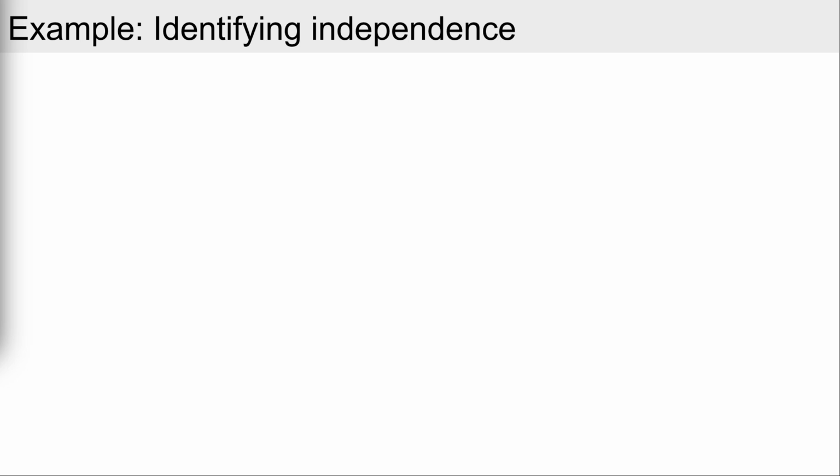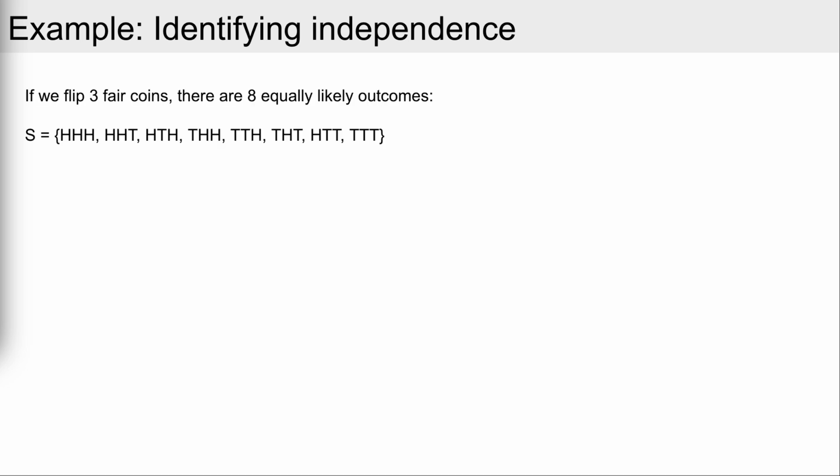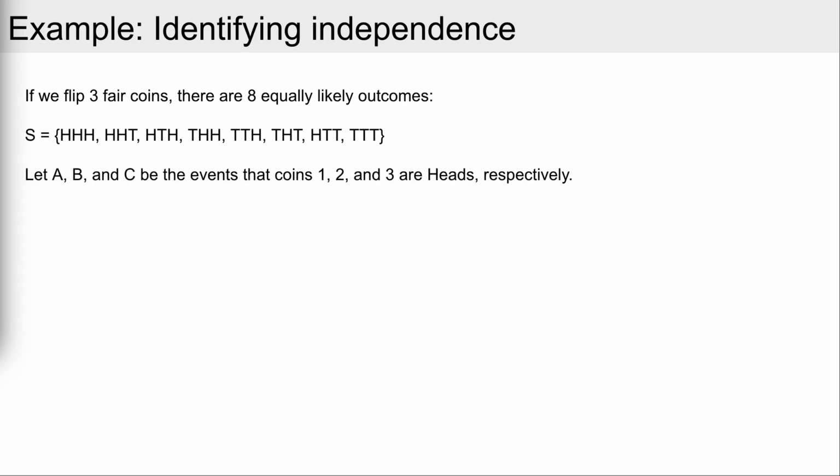Consider a final example. Suppose we flip 3 fair coins. Thus, there are 8 equally likely outcomes listed out here. Let A, B, and C be the events that coins 1, 2, and 3 are heads, respectively. That is, A is the event that coin 1 is heads, B is the event that coin 2 is heads, and C is the event that coin 3 is heads. Before doing any calculations, what does your intuition say? Do you think that the outcomes of these 3 coins, thus the events A, B, and C, are independent?